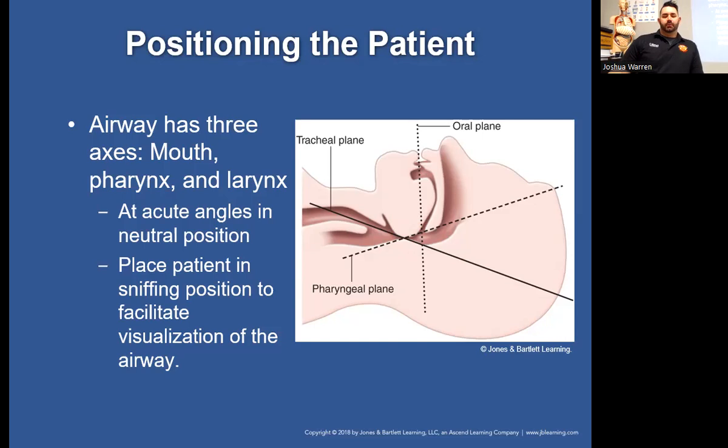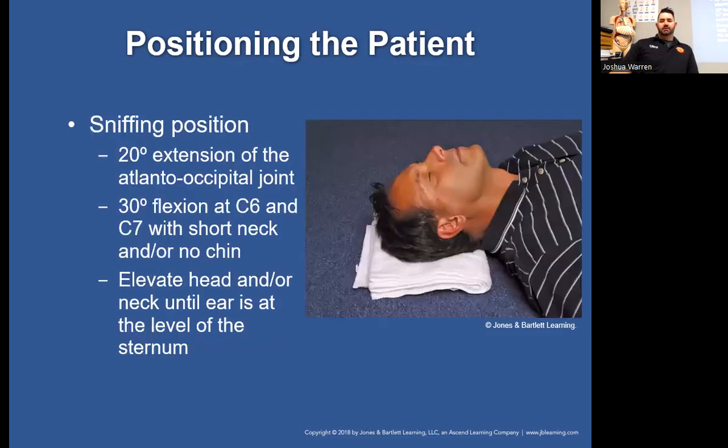Sniffing position is vitally important. So how do we do that? Basically, you're pulling that head back all the way and you're aligning the tragus of the ear with the collarbone. What is that going to do for me? Allow the glottic opening to be visualized.